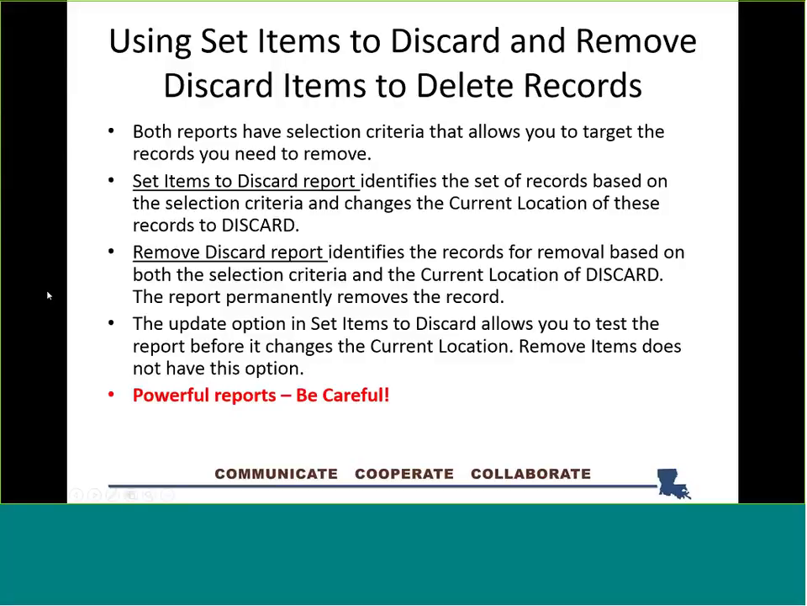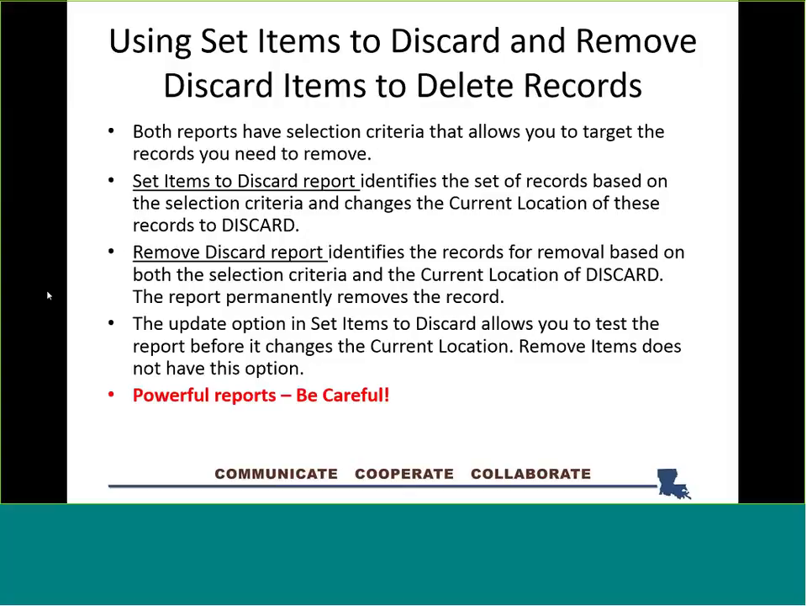As Jaime said, the file of records you can get with the delete is a clean way to do it, but you're not always able to get that file. So you need an alternative way to remove these records. And the set items to discard and remove discard item reports can help you do this. Both these reports have selection criteria that allow you to target these records you need to remove. And again, remember, it depends on how specific you were with that holding code or the 9XX field. The more specific, the easier it is going to be to remove the records.